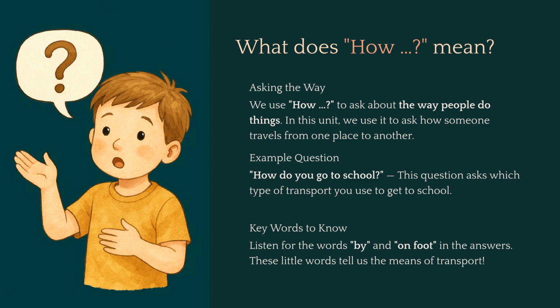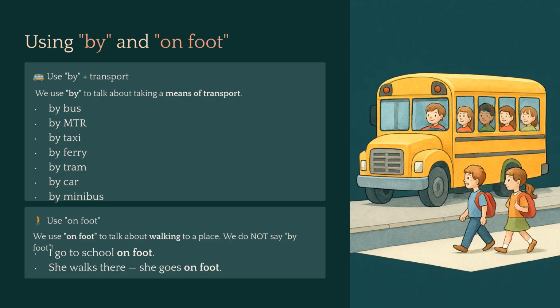For example, how do you go to school? This question asks which type of transport you use. Listen carefully for the words by and on foot. These words tell us the means of transport. Using by and on foot.